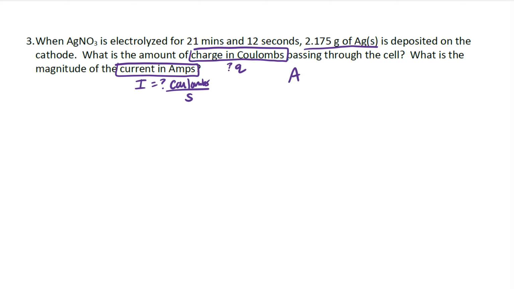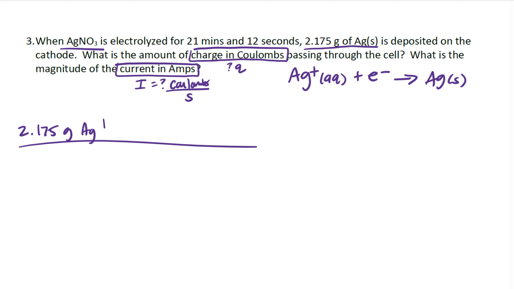We know that we're starting with a solution of silver nitrate. So that means silver is in its aqueous ion form, and it's going to have to gain 1 electron to turn into silver solid. And so we have 2.175 grams of silver. Let's convert that over to moles.